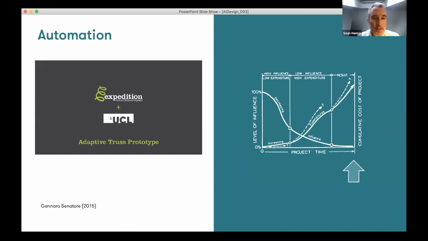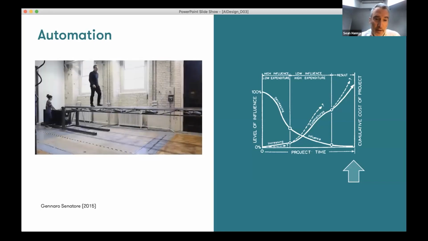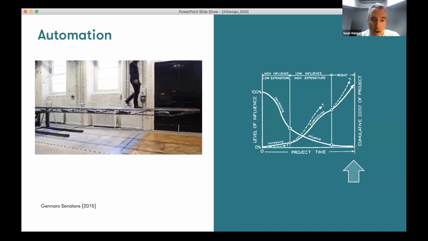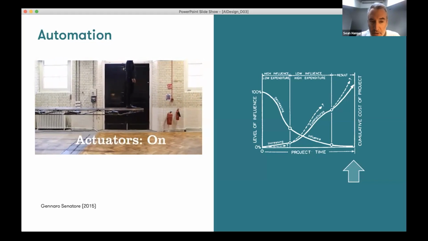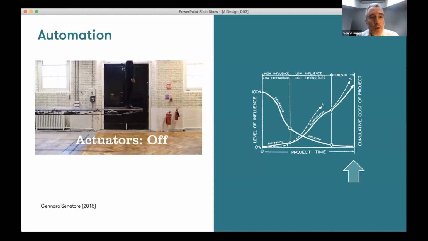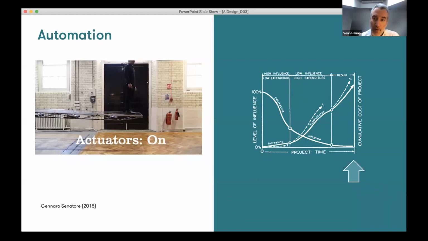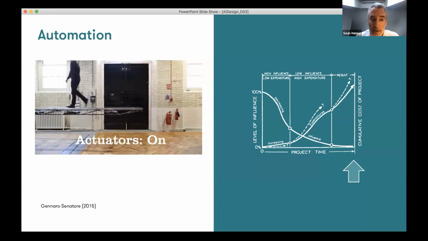A slightly more extreme example, again from the post-project design phase, is Gennaro Senatore's work on this adaptive truss, where you can imagine a state where the building is controlled by a machine. This is a case where the embodied energy of the steel that would normally go into a truss is taken out by using much less material, but using these actuators, which, as you can see here, are maintaining the stiffness of the truss when the actuators are on. Now, the point here is that those actuators, in terms of their overall life, use a lot less energy than the embodied energy that would normally go into the extra steel that you'd have to put into this truss to keep the stiffness.